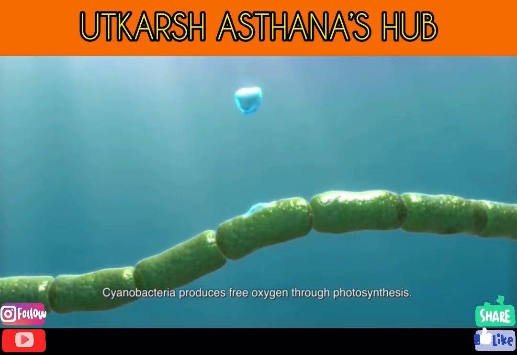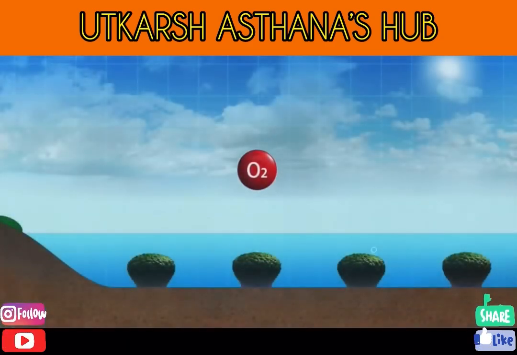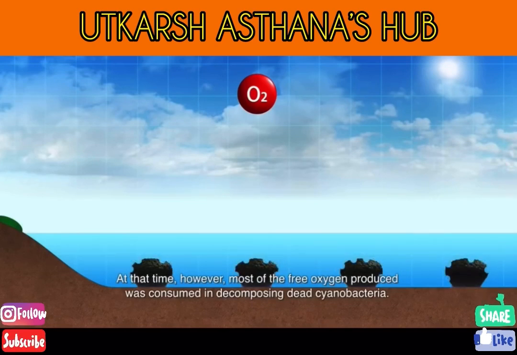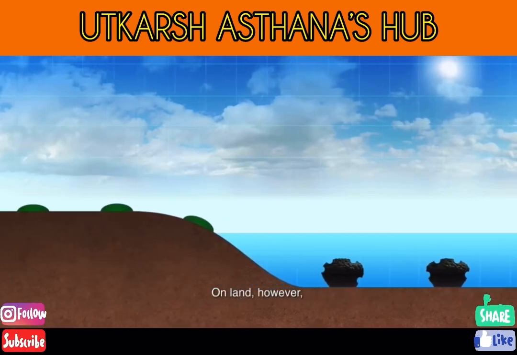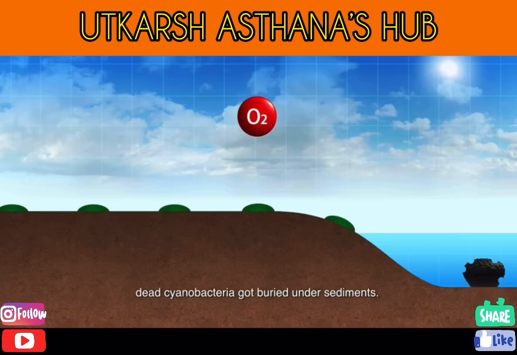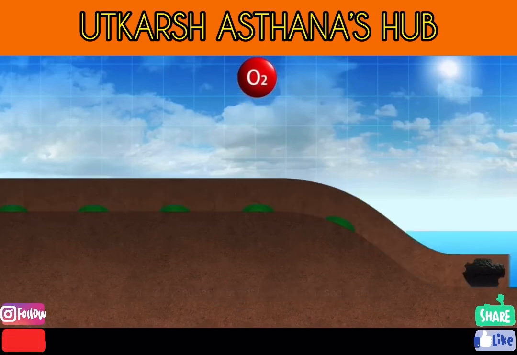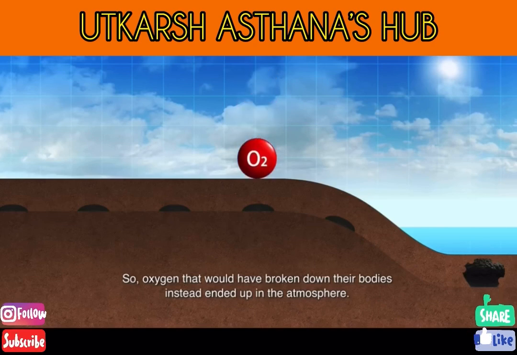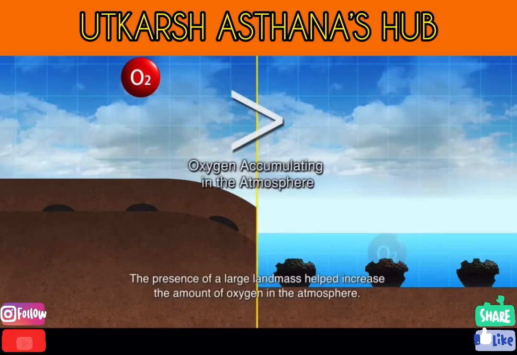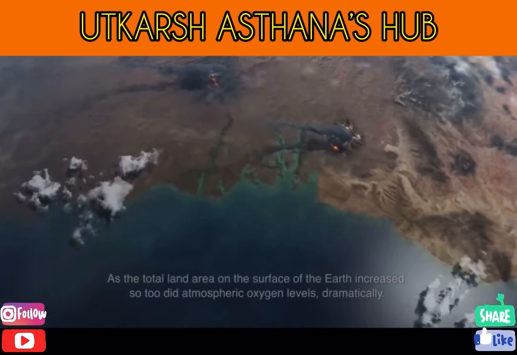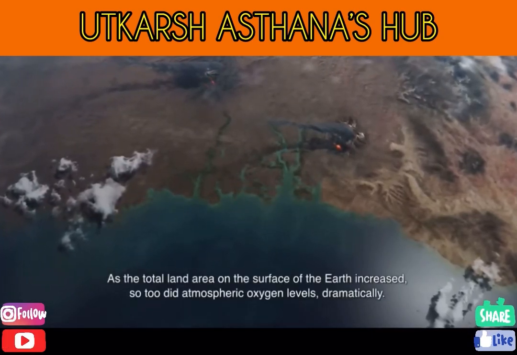Cyanobacteria produce free oxygen through photosynthesis, the same process plants use to obtain food and make it. At that time, however, most of the free oxygen produced was consumed in decomposing dead cyanobacteria, so very little free oxygen accumulated in the atmosphere. On land, however, dead cyanobacteria got buried under sediments. So oxygen that would have broken down their bodies instead ended up in the atmosphere. The presence of a large landmass helped increase the amount of oxygen in the atmosphere. As the total land area on the surface of the Earth increased, so too did atmospheric oxygen levels, dramatically.